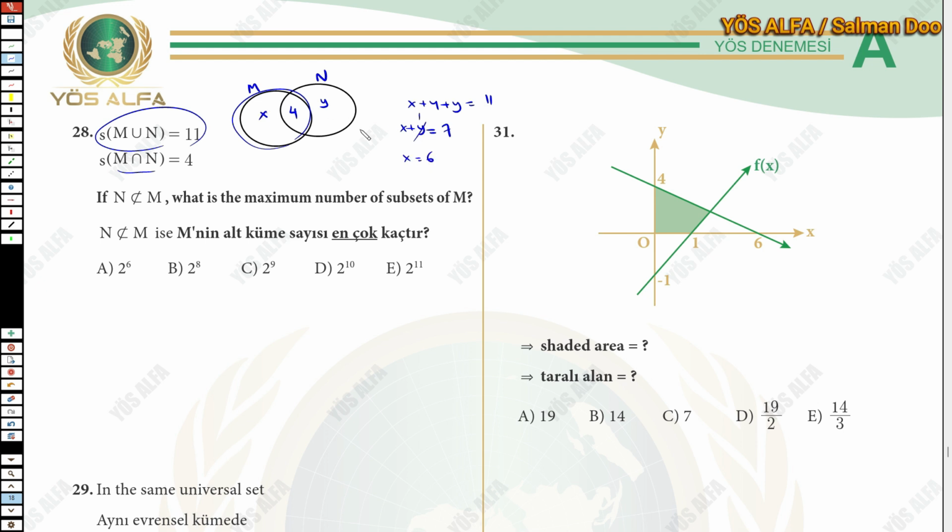If x is 6, x plus 4 is 10. That is the number of elements of M. And we're asked to find the number of subsets of M. To find the number of subsets, the formula is 2 to the n, n being the number of elements of M. So the answer is 2 to the 10.